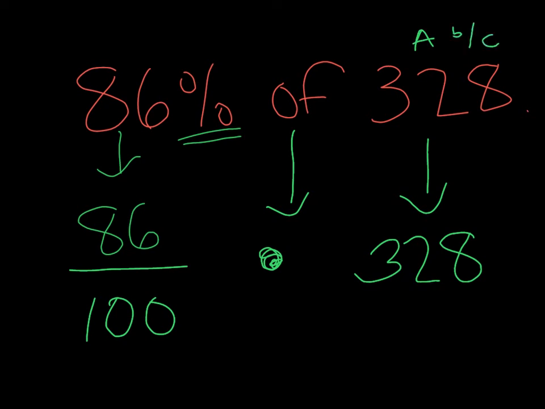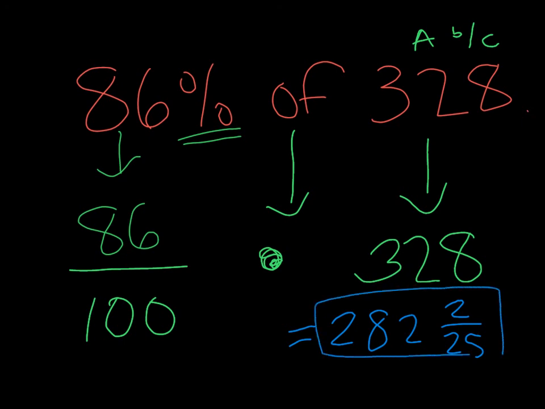On my calculator this time, I'm going to try and use that A B/C button. I'm going to press 86, A B/C, 100 times 328. And I get 282 and 2/25. Now I'm just going to check it the other way. If I don't use that A B/C button, it's 86 divided by 100 times 328, and it's 282.08, which also would be a great answer.